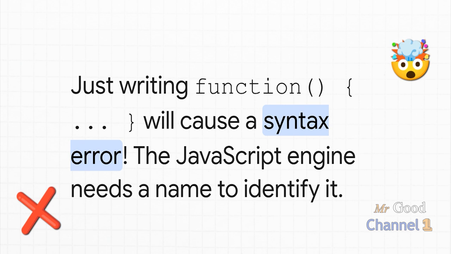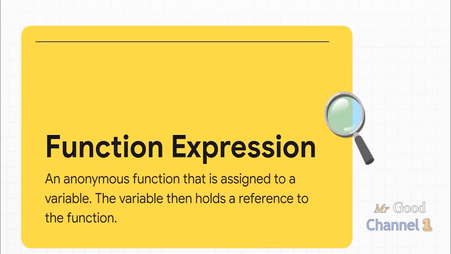That's because a normal function declaration needs a name so it can be called later. A nameless function just floating there on its own, well, it's incomplete. So how do we fix this? Well, we use something called a function expression. The big idea here is that instead of declaring a function, we treat it like a value, an expression, and we assign it to a variable. This gives our nameless function a name, or at least a handle, that we can actually grab onto and use.